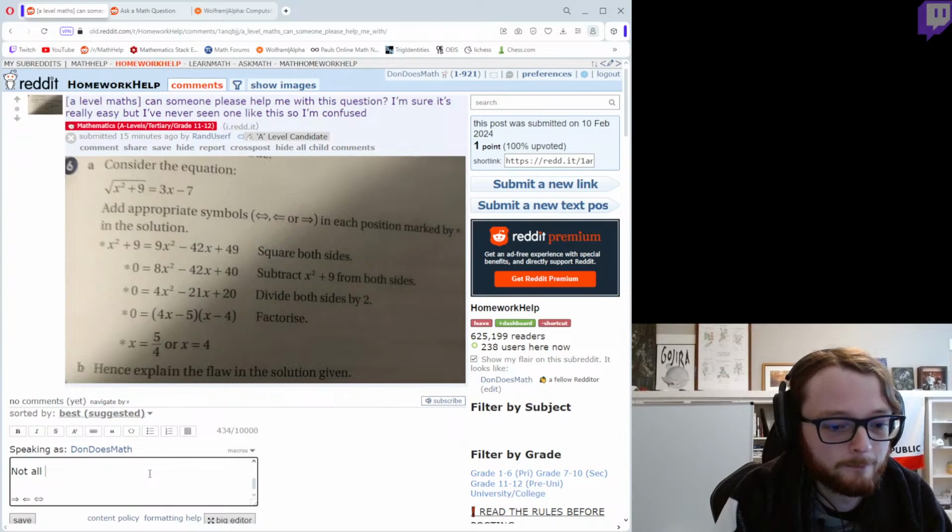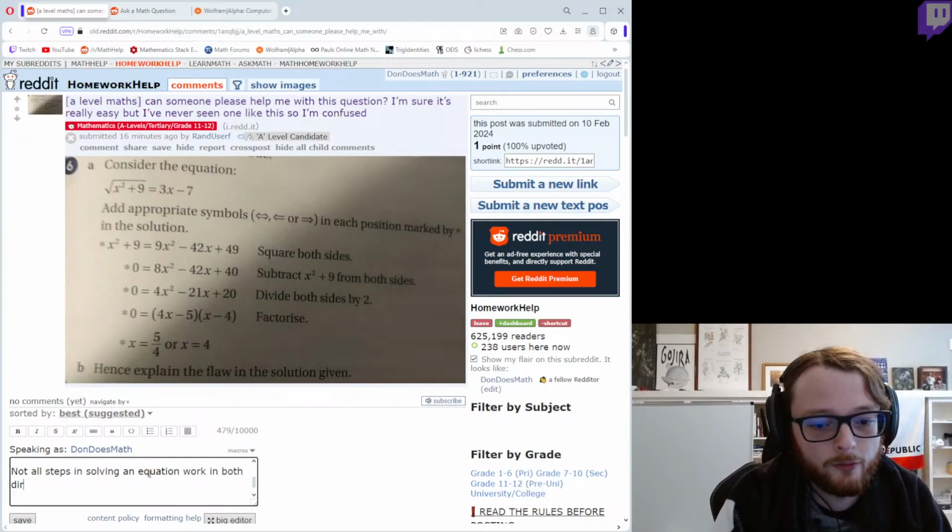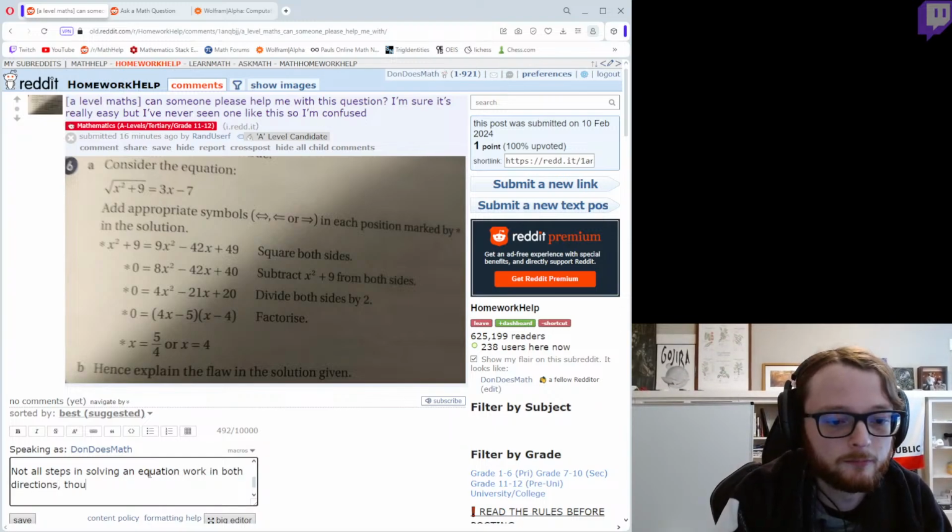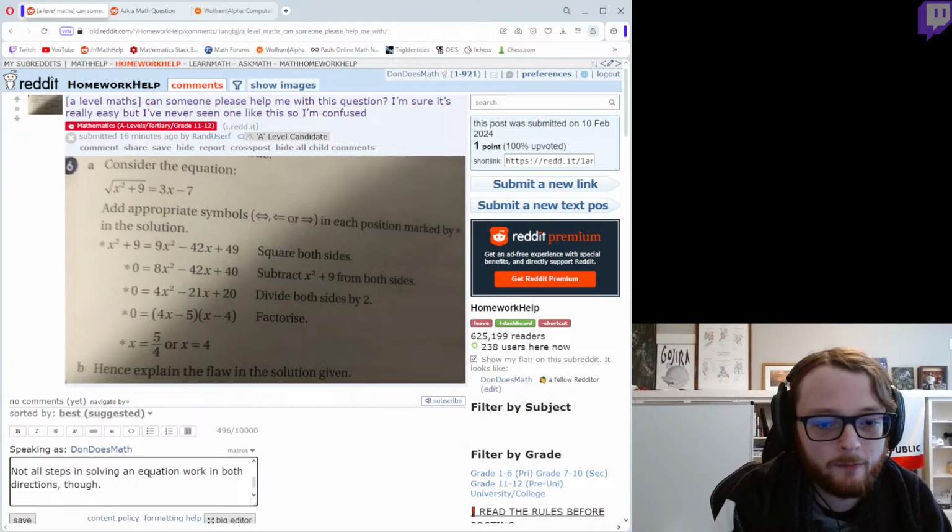Not all steps in solving an equation work in both directions, though. I'm going to use the first two lines as an example. First two steps of the given problem.